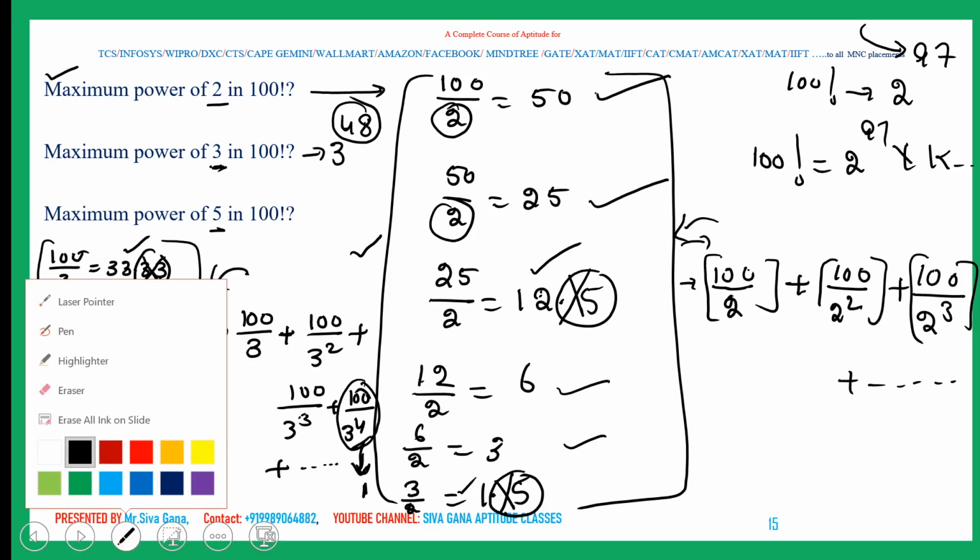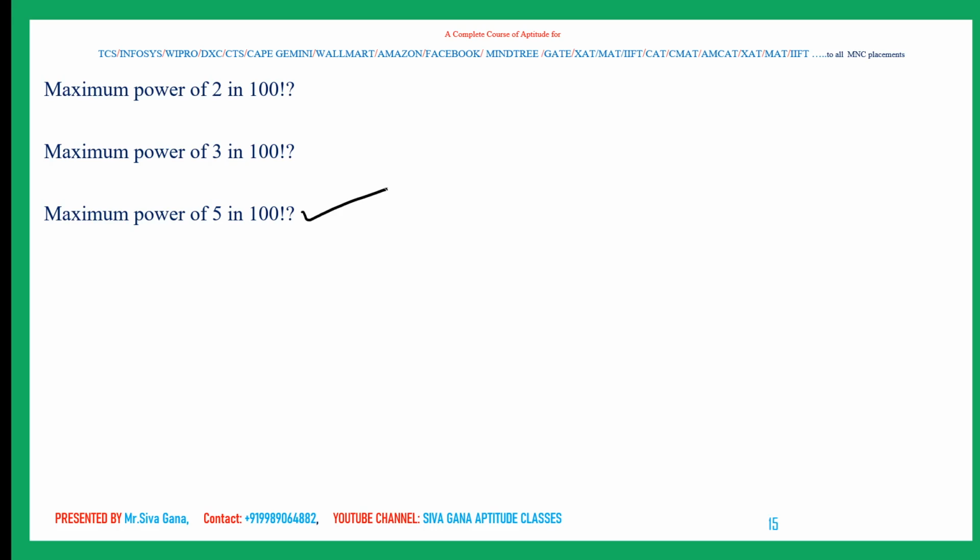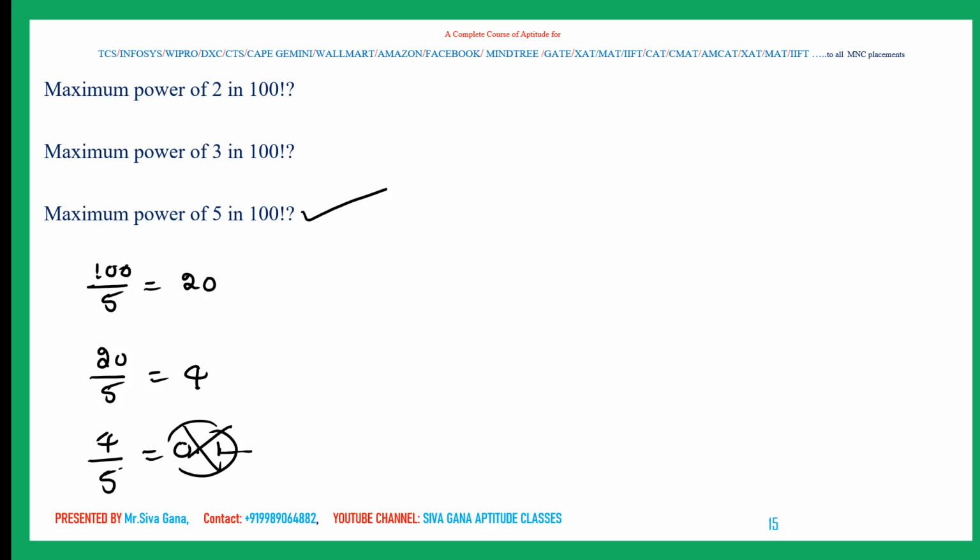Let us see one more question here. What is the maximum power of 5 in 100 factorial? 5 is a prime number. Now 100 by 5 is nothing but 20. Now 20 by 5 is nothing but 4. Next is 4 by 5. You are going to get 0 point something. There the process ends. Complete decimal part we are getting. Process ends. Now 20 plus 4, 24.